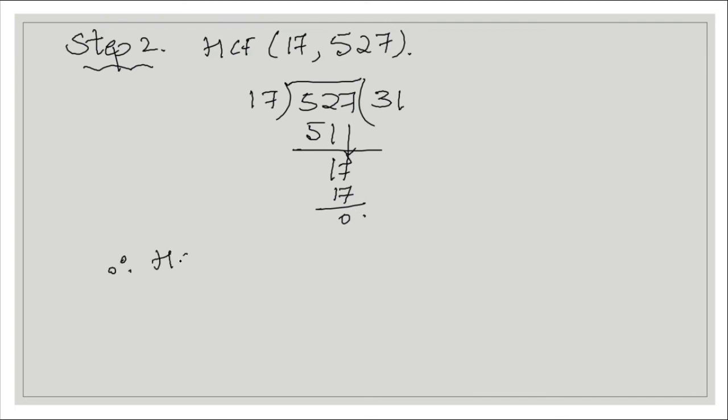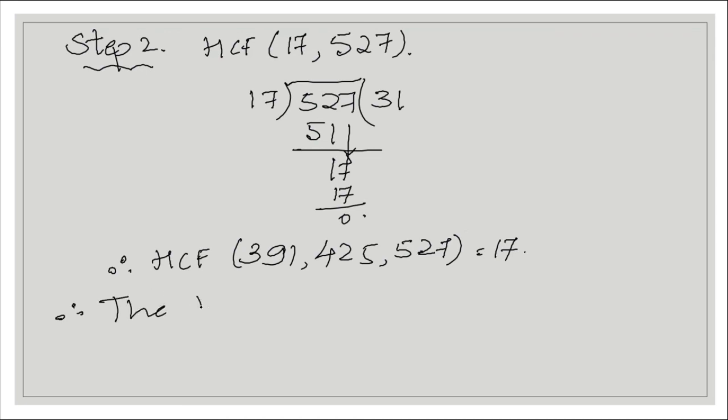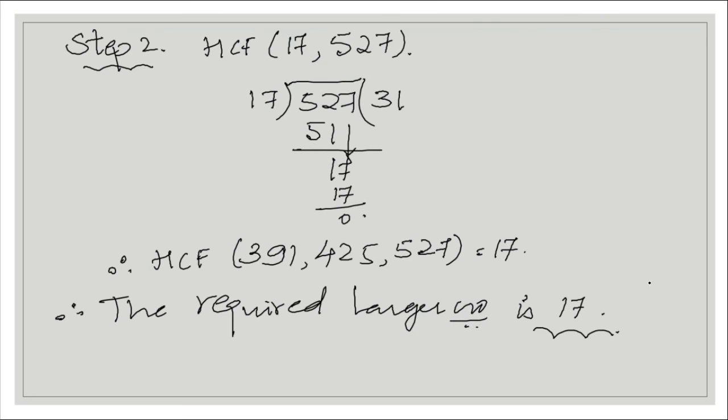Therefore, the highest common factor of all the three numbers 391, 425 and 527 will be 17. Therefore, the required larger number is 17. Hope you understood this.